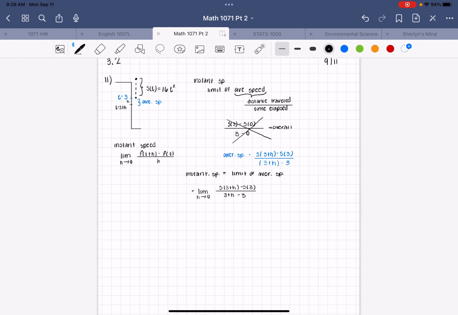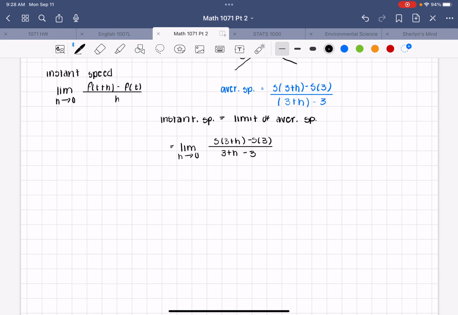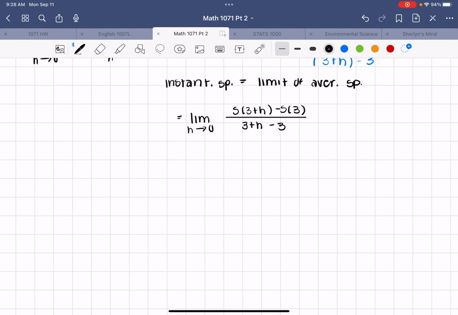3 plus h minus 3. As we expected, that leaves us the h in the denominator. Now, I need s of 3 plus h. How's your algebra? Do you see what to do with s of 3 plus h? Do you see that s of 3 plus h is 16 times (3 plus h) squared?